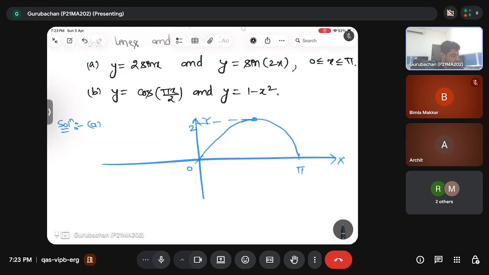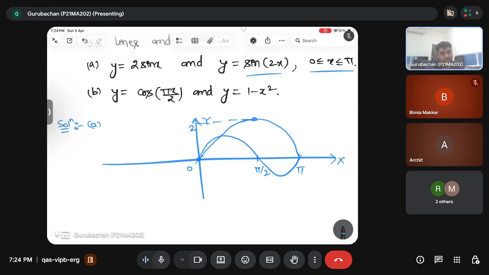But when you talk about sine 2x, that means sine 2x will cover the interval 0 to 2 pi as per the domain 2x. So it starts with 0 and completes the value at pi by 2, it will be again 0, and at pi it will be again 0. So it will behave like this. Is it so?